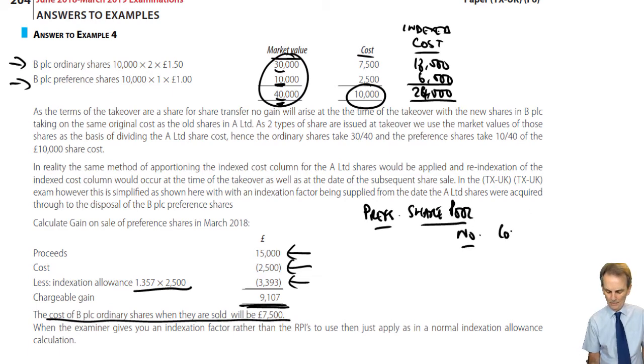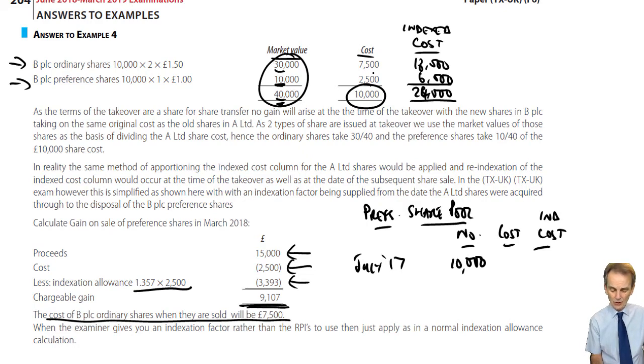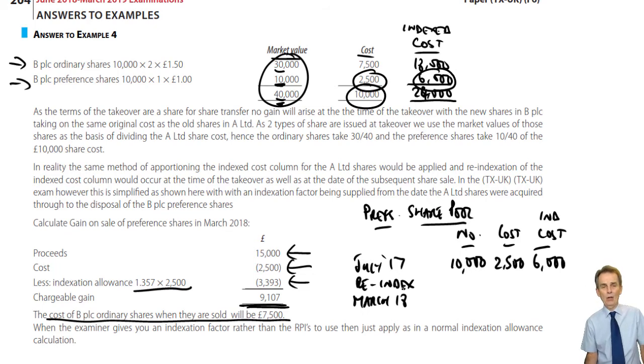in which you'd have recorded number, cost, and index cost, which at, I think it was July 17, just check back, but I think the date of the takeover was July 17, we would have had, how many shares did we have? 10,000 shares with a cost of £2,500 and an index cost of £6,000. So that when we came through to our disposal date in March 18, what you'd have done is your normal re-indexation, looking at the RPI in March 18 compared to July 17 when those figures were established, and apply that to your index cost figure. That would give you a revised index cost of these shares.